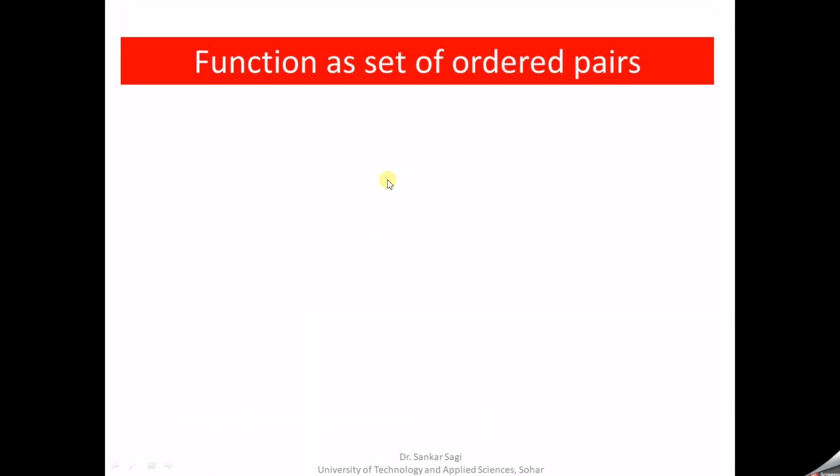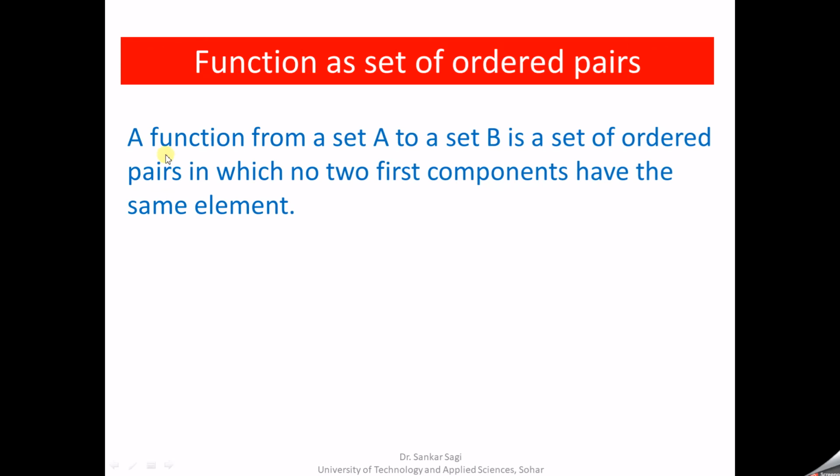Now we can write the functions as a set of ordered pairs. A function from a set A to a set B is a set of ordered pairs in which no two first components have the same element. So when the function is given as a set of ordered pairs, to verify whether it is a function or not, we use this definition. The definition tells that no two ordered pairs have the same first component. That means no two first components have the same element.